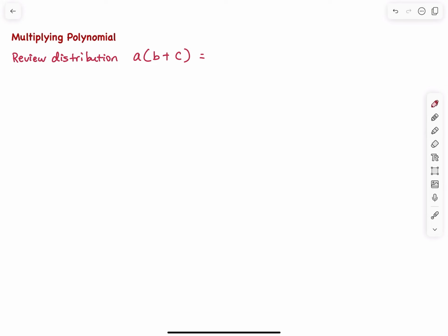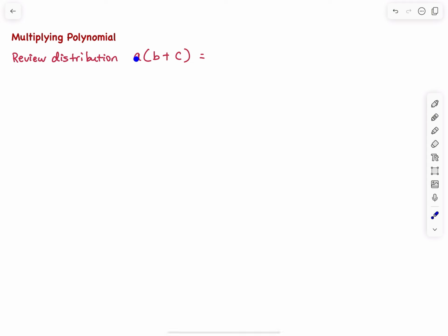Here is a discussion of multiplying polynomials. Let's do the basics first. Let's start with reviewing how distribution works. So here I have A times the quantity of B plus C. So distribution is I am going to distribute A to B and C.